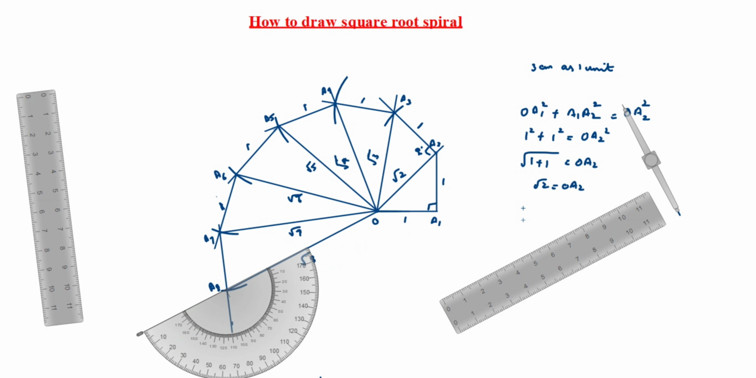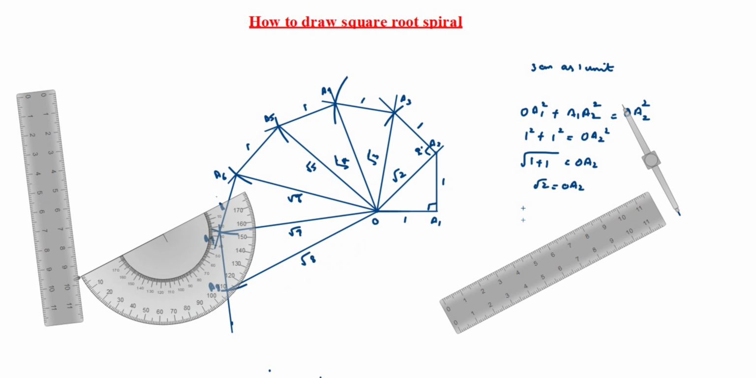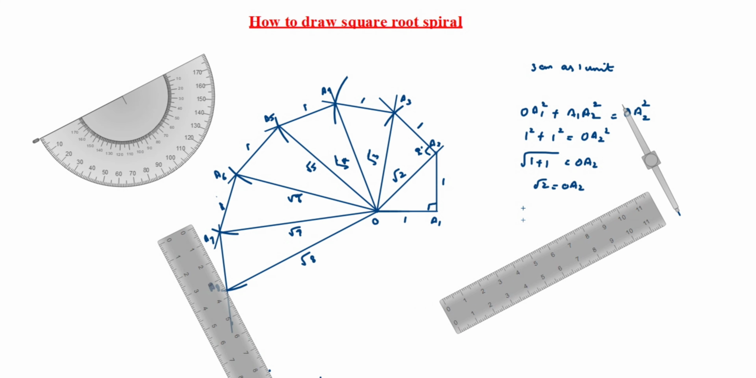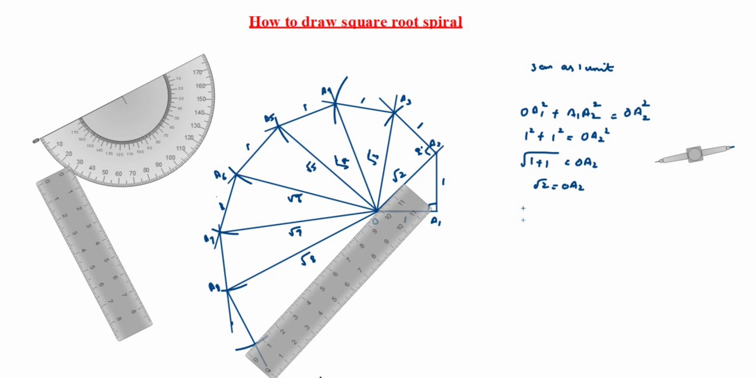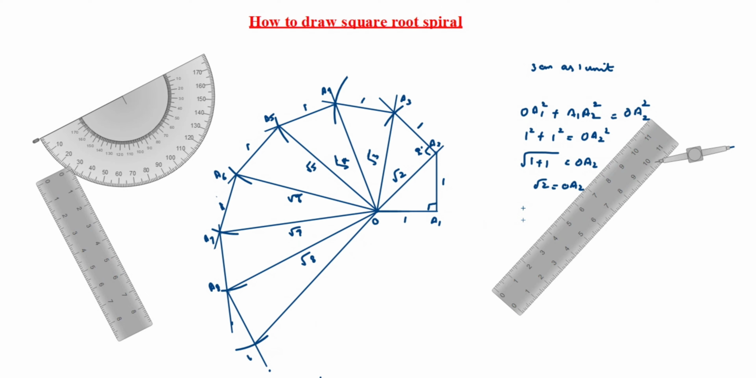Take the protector and keep the protector OA8 as baseline and mark the point perpendicular, that is 90 degree at A8. Take the scale to join the point. Now take compass, keep compass tip at A8 and reduce to 3 cm and draw an arc. Now take the scale to join the points. Now write the naming A9. Here is 1, here is also 1. This is root 9. Next we will draw root 10.